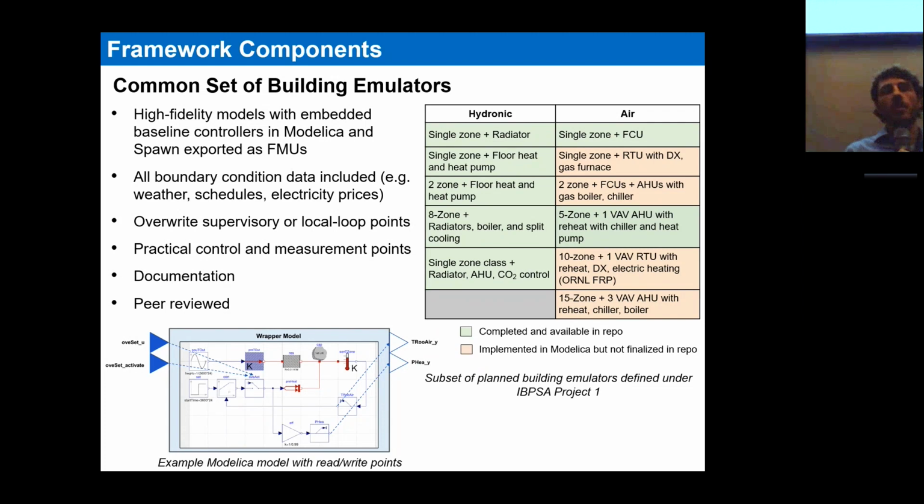All of the emulators come with documentation, and we try to make that documentation as complete as possible, so you don't, as a user, need to go into, say, the Modelica model and really understand how it's implemented, but you can design your controller from documentation.